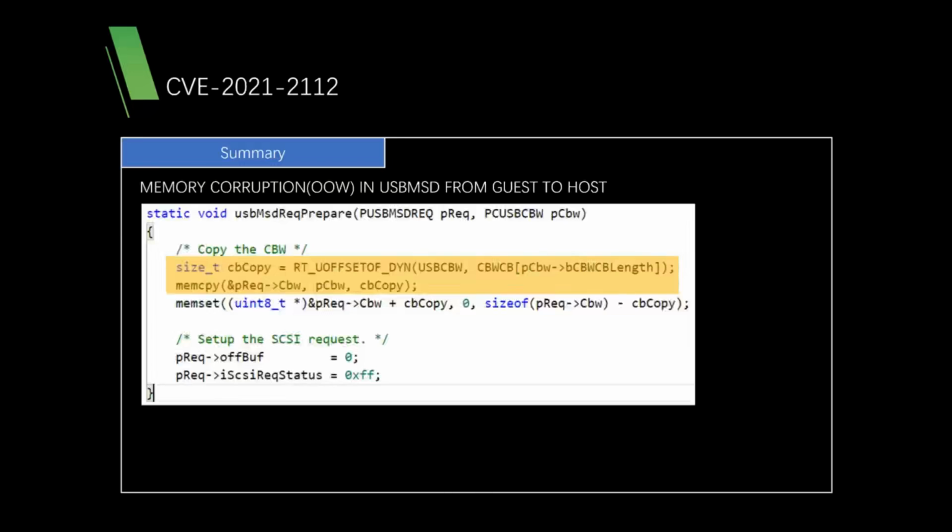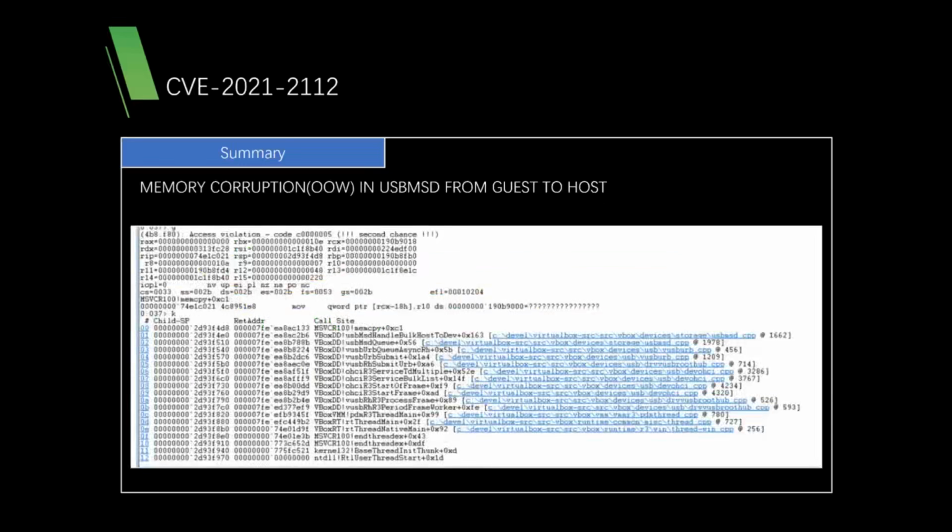As shown in the figure, CB copy can be controlled by the guest. Because the value is not checked, it leads to out of bounds writing. This is the stack trace at the crash. We can easily see that this is a vulnerability in the USB MSD backend, which caused the memory to write out of bounds.